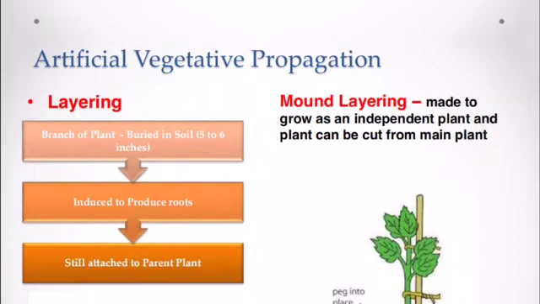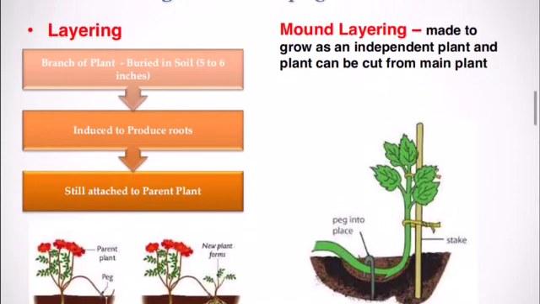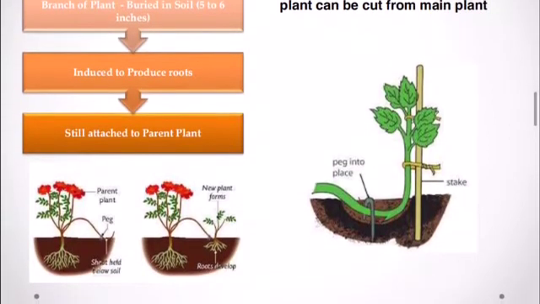Okay. So you can see in the figure also. This is the figure shown. See, this one is the parent plant, and one of the branches is bent towards the soil so that the roots can be artificially induced, and then this branch is cut from the parent plant, and then we get the new plant which is produced from the parent plant.